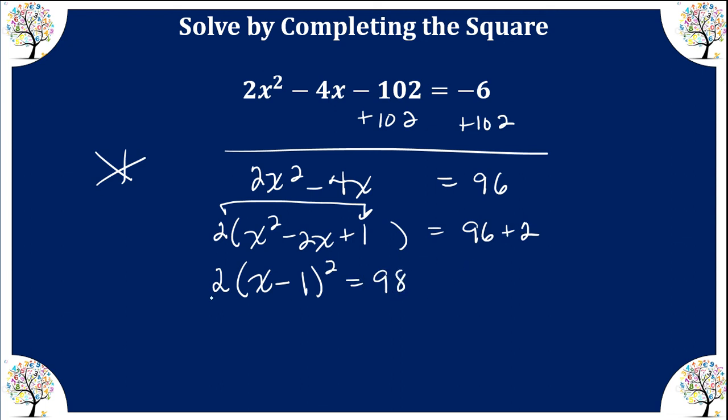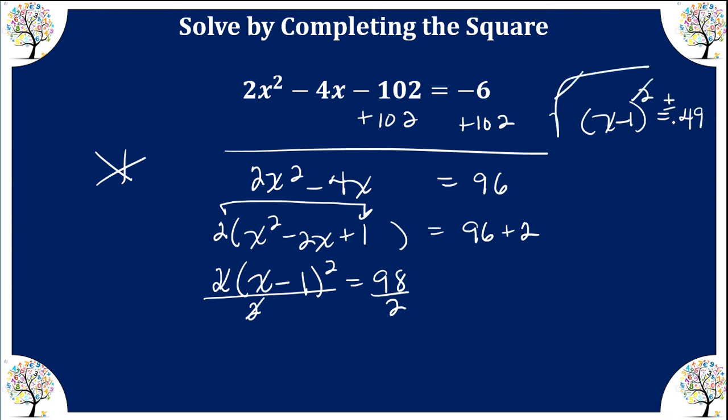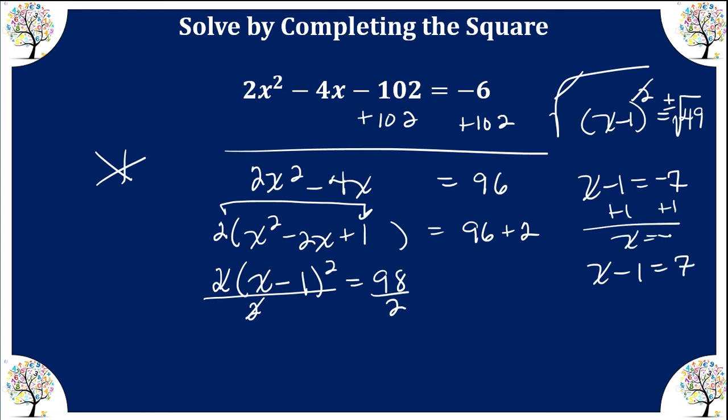Now we're ready to solve by square rooting. We must undo 2 times by dividing each side. So we have x minus 1 quantity squared equals 49. Take the square root of both sides, plus or minus. So we have x minus 1 equals negative 7, x minus 1 equals positive 7. Let's add 1 to both sides. We have x equals negative 6, and we add 1 to the other one, and we have x equals 8. So the two roots are negative 6 and 8.